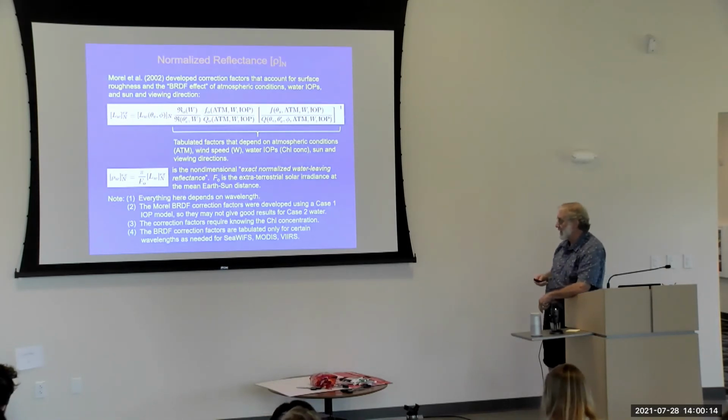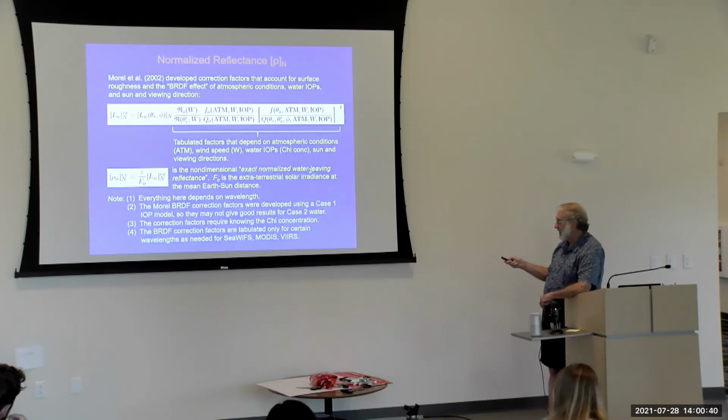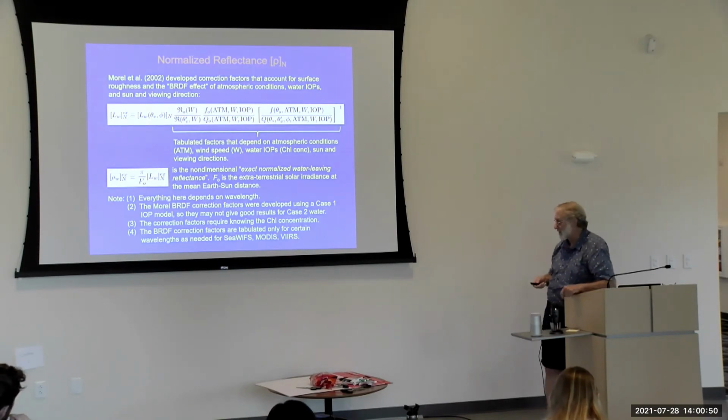And that's what Friday's lecture is going to be about, how NASA does this stuff. And you finally end up with what gets called, they take this normalized water leaving radiance here, and they multiply by pi, and they divide by the extraterrestrial solar irradiance, F0, and they get a non-dimensional reflectance, which gets called the exact normalized water leaving reflectance. And this is the quantity that NASA does all of their remote sensing retrievals on, and you'll see how that works on Friday.